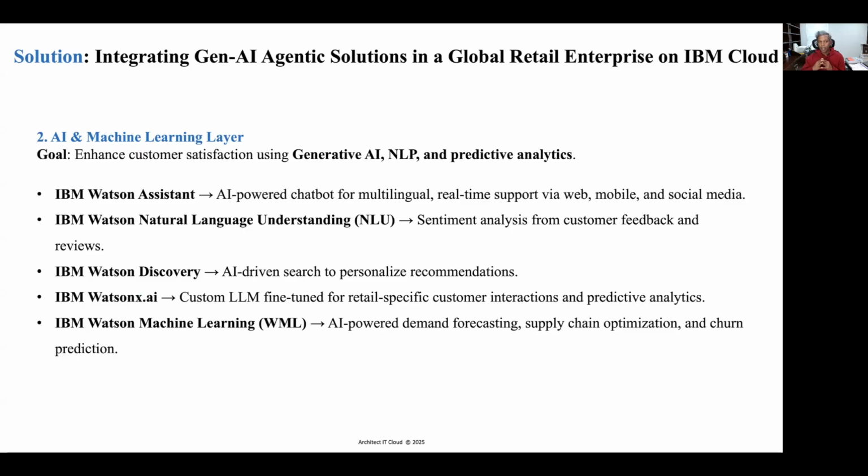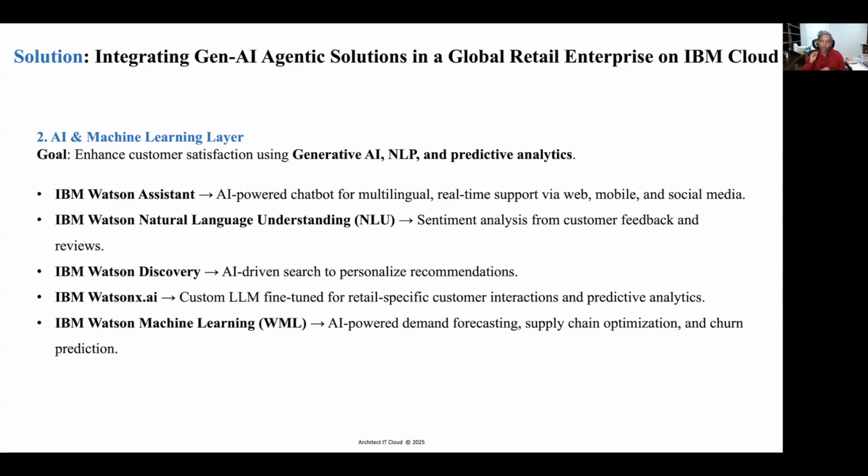And the second layer is the AI and machine learning layer that we are going to see in our architecture diagram. The goal here is to enhance the customer satisfaction using GenAI, NLP, and predictive analytics. What are all the IBM cloud services available for you to implement this architecture better?